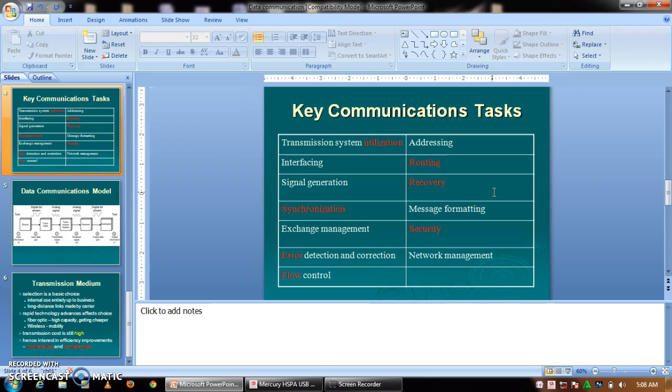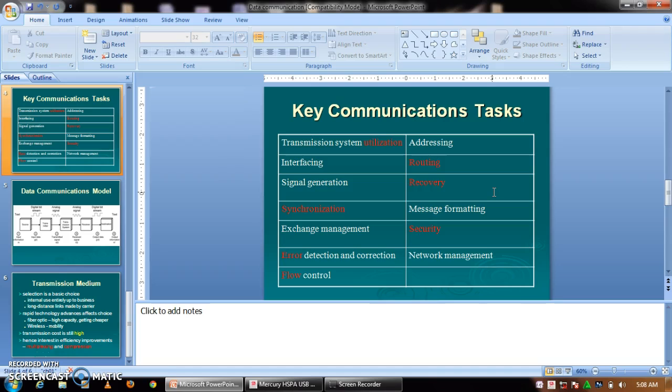Next, the message formatting. Why is the message formatting here? This has to do with the agreement between the two parties, that is sender and receiver, on the data to be exchanged or transmitted. Next is security. What is the part of security over here in data communications? Frequently we need to provide some measure of security in a data communication system.